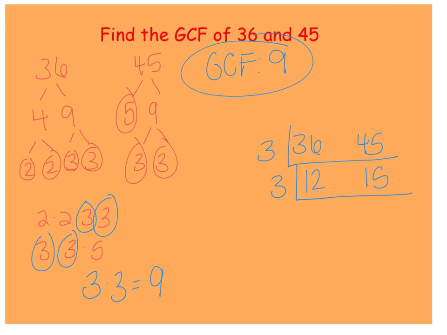3 goes into both. 3 goes into 12 4 times. 3 goes into 15 5 times. The only thing I know of that goes into both 4 and 5 is 1. And remember, when I get to that point, I'm finished. Multiply down the side. 3 times 3 is 9. 9 times 1 is 9. So the greatest common factor of 36 and 45 is 9.